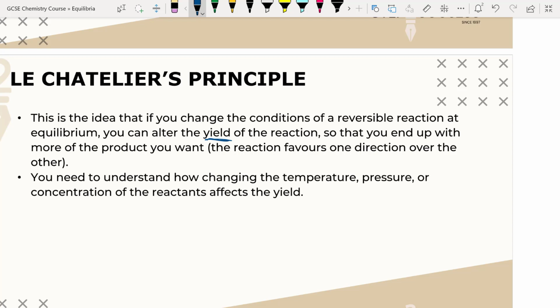But if the reaction is reversible, the problem is that the products that we're making can sometimes react together and go back to what we started with, which we don't want. So with most reversible reactions, we want to get more of one product than the other, more of one side than the other. And this principle tells us how we can do that. So you need to understand how changing the temperature, pressure, or concentration of the reactants affects the yield. Again, yield is how much of a product we actually get.